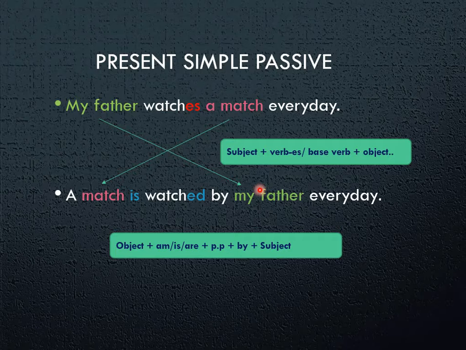We followed this rule. We put the object, okay, plus am, is, are, okay, and after that plus PP or the past participle. If we want to mention the subject, we put it after the preposition by.